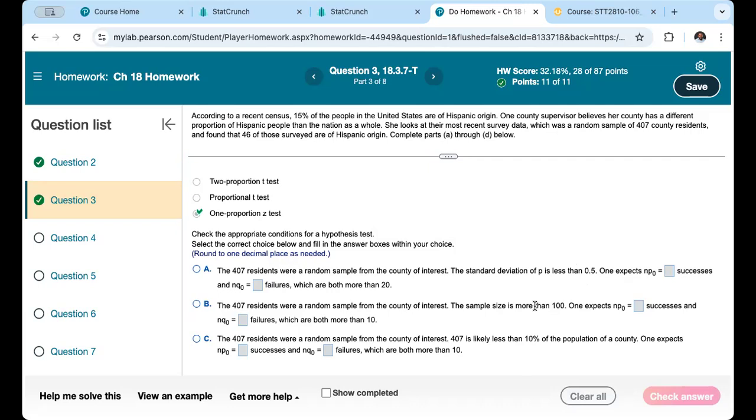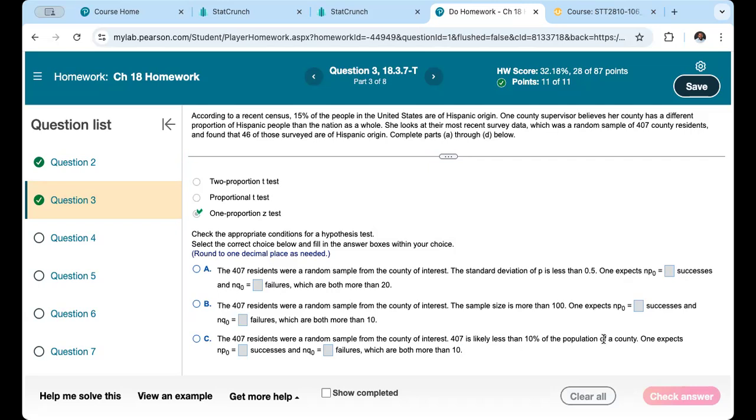We want the sample size to be large enough, but our main focus is that it should be what? Less than 10%. So we don't want a specific sample size. So you can see B is also out. Is that very clear? Then we get to C. So 407 is likely less than 10% of the population of a county, which is true. Is that okay? Now, you can see this one is met, this one is also met.